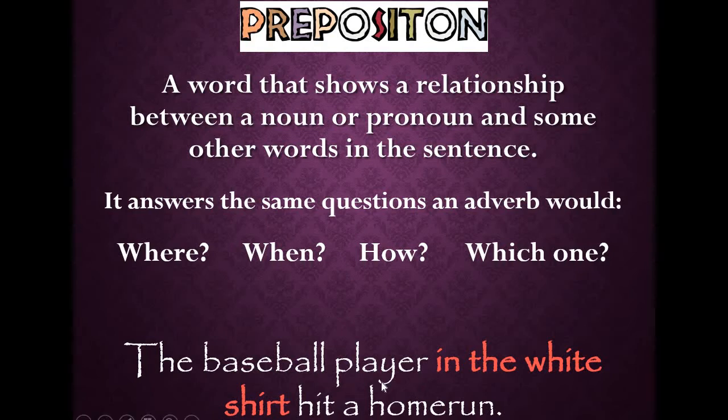I'm talking about the baseball player as the subject of my sentence. Where or which one is the baseball player? The baseball player in the white shirt. So in is my preposition that answers the question which one. Now in is a preposition, but if you see, I colored in the white shirt. I just put them in another color. Why? Are they a prepositional phrase? So what is the meaning of a prepositional phrase?